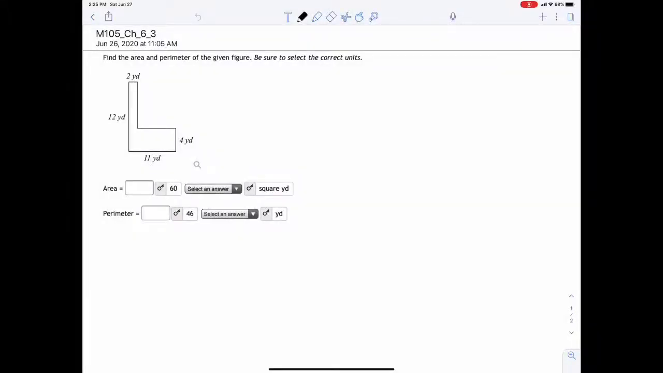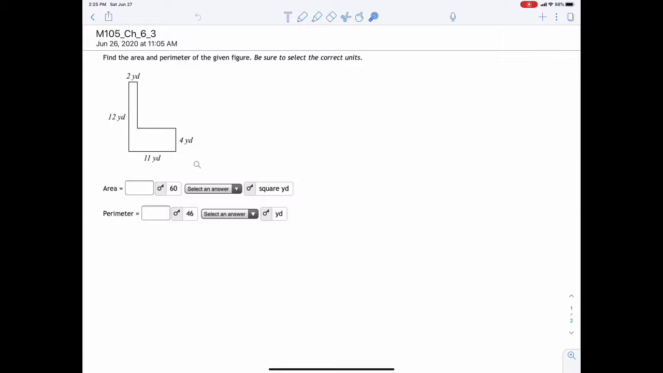Hi, in this example, we're going to calculate the area and perimeter of a given figure. And in this case, it's going to be an L figure. I think the most important part where students might find challenging is determining how to cut up the L shape.